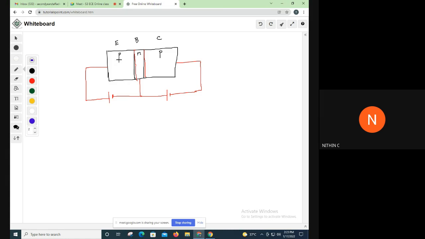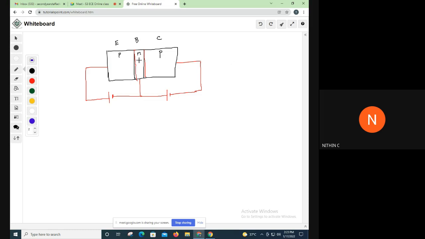Which is the majority carrier in case of the emitter in this example? Yes, holes are the majority carriers in this case, right? You have a positive terminal over here, right? What will this positive terminal do to the holes? Since both are positive, these holes will be repelled towards this side.